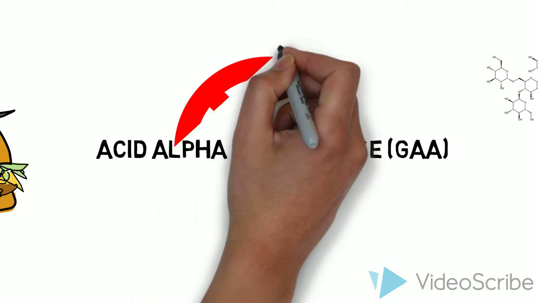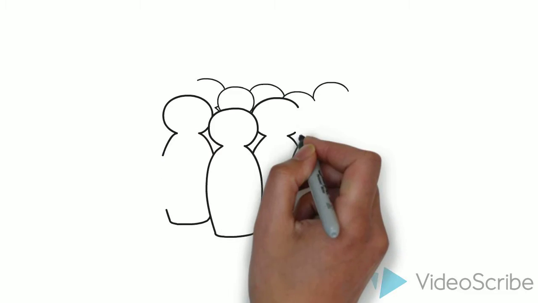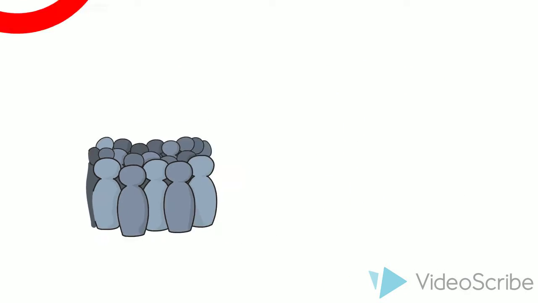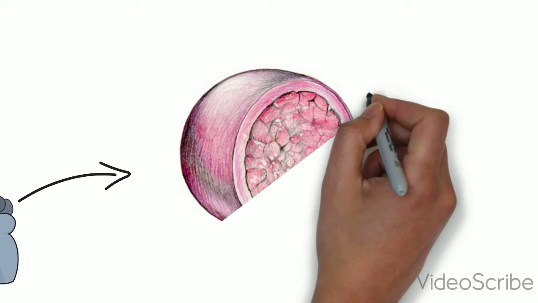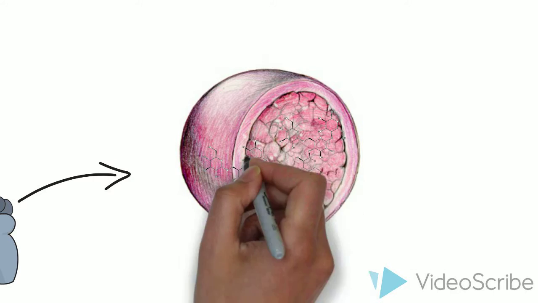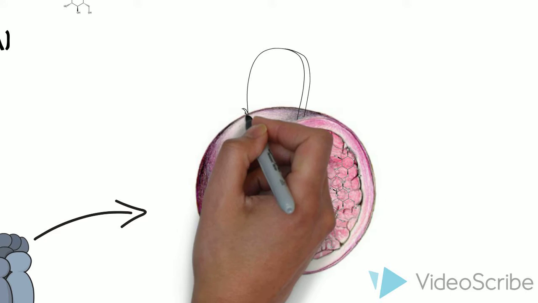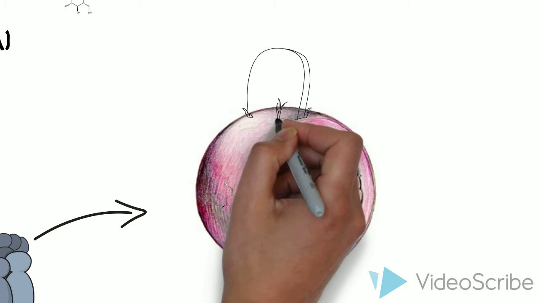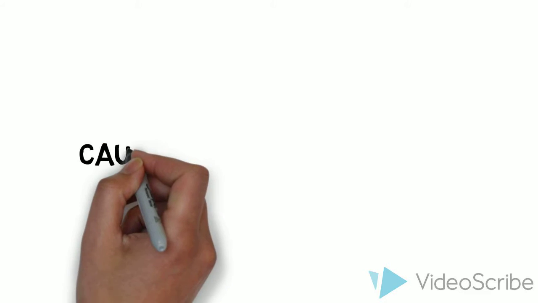Pompe disease is caused by the absence of this enzyme. Since patients with Pompe disease lack GAA, they have problems breaking down carbohydrates into sugar. Unbroken carbohydrate glycogen accumulates inside the lysosome, damaging its structure and functions. Also, because the glycogen isn't converted to glucose, the body eventually lacks glucose.